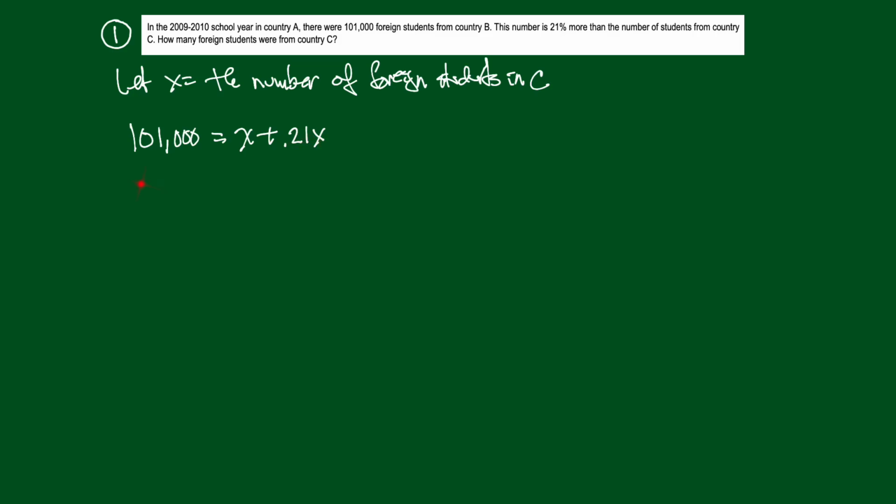All right, so this becomes 101,000 equals, now, you've got a 1x here. 1 plus 0.21 is 1.21x. Let's divide. So we'll get 101,000 divided by 1.21. That's x. Now, when I do that on my calculator, I'm coming up with 83,471.